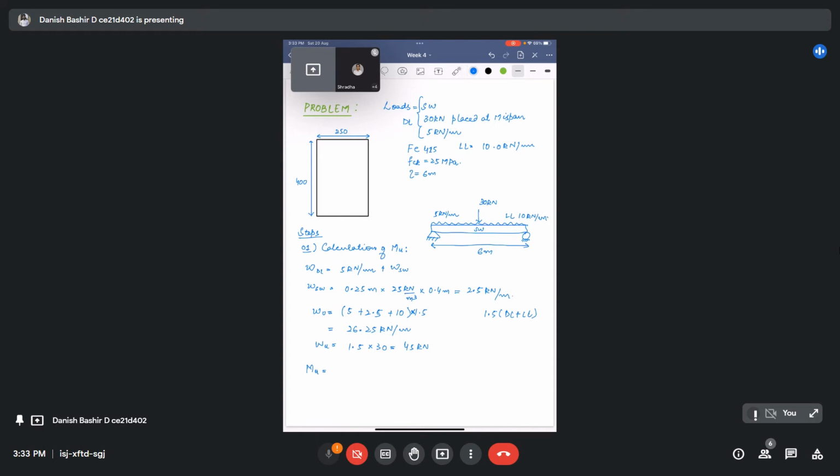Look, this whole WU is acting as a uniformly distributed load, so the maximum effect from it will be WU L square by 8. You will be aware of this formula. And from the concentrated load, the maximum moment will be WU L by 4, and the location of this section will be at the midspan. Substituting all the values of W and L, we get the maximum factored moment as 185.6 kilonewton meter.